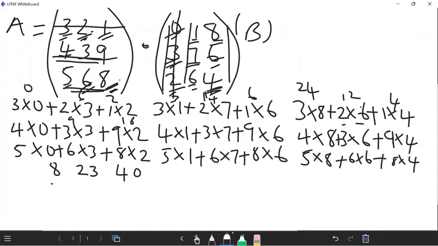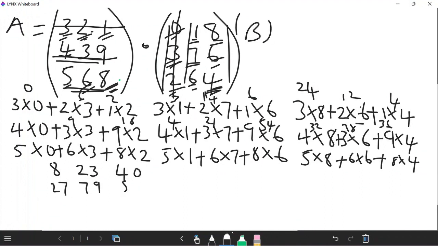Then 4 times 1 is 4. Then 3 times 7 definitely will give you 21. Then 9 times 6 will give you 54. So when you take 54 plus 21 plus 4, it will definitely give you 79. Then 4 times 8 will give you 32. Then we have 3 times 6 will give you 18, and 9 times 4 will give you 36. So when you take 36 plus 18 plus 32, it will definitely give you 86.